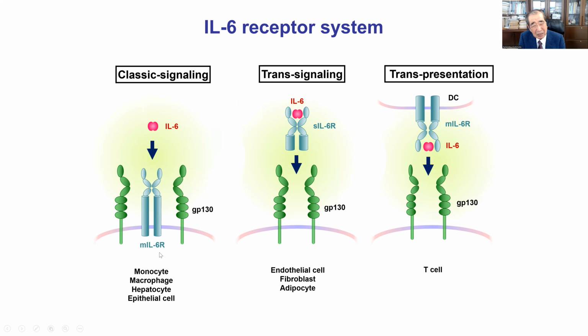So we isolated the 80 kilodalton IL-6 receptor, but this receptor has a very short intracytoplasmic portion and no signal transduction. And then we isolated an associated molecule called GP130. The IL-6 receptor interacts with GP130, and the signal can be transduced through GP130. And the IL-6 receptor is also often released from cells and present in soluble form. The soluble IL-6 receptor binds with IL-6, and then the IL-6 and IL-6 receptor complex induces the dimerization of GP130 and the signals can be transduced.